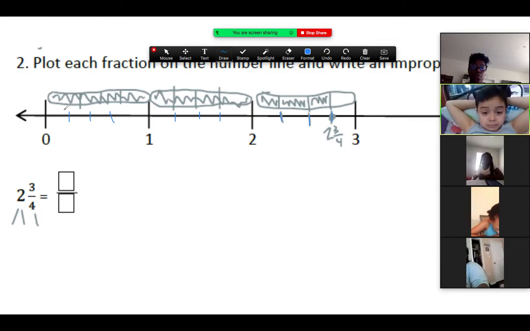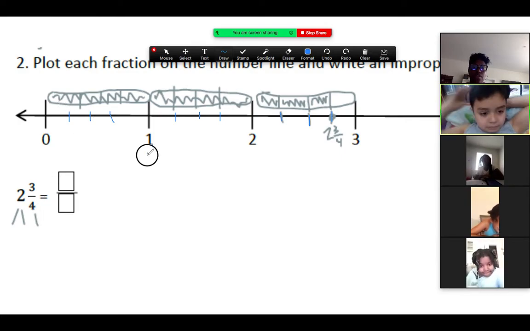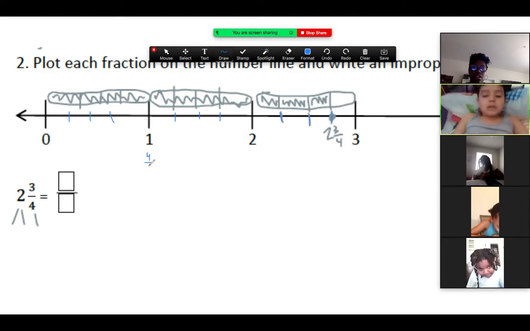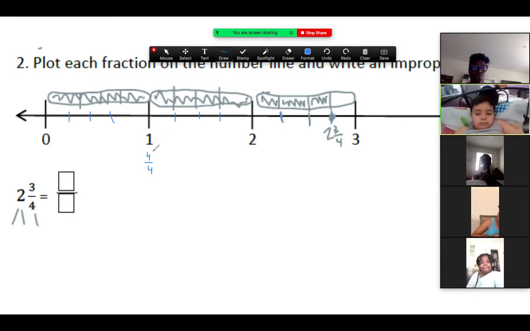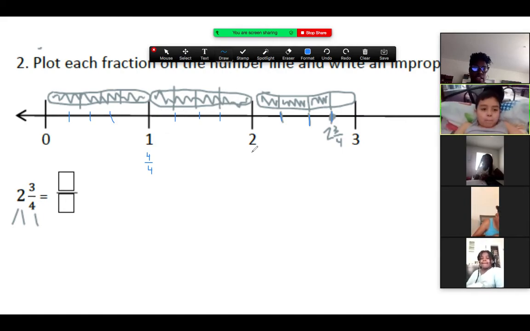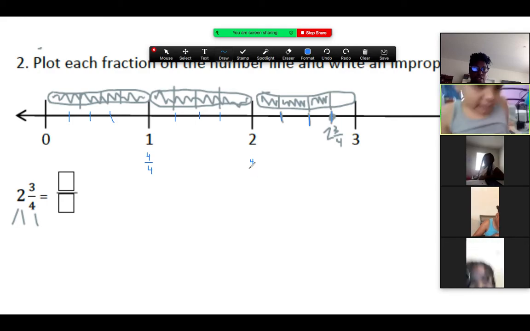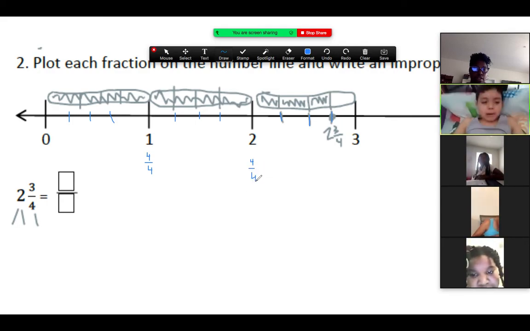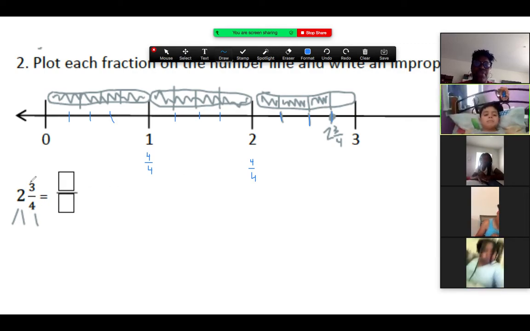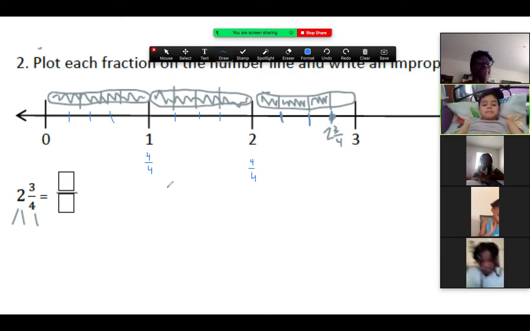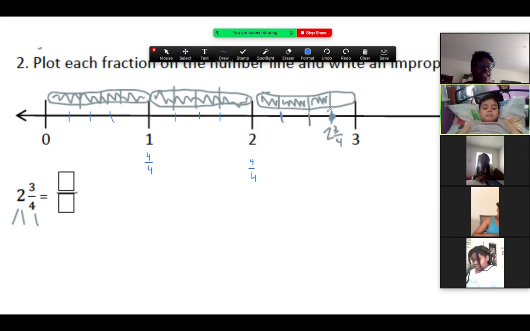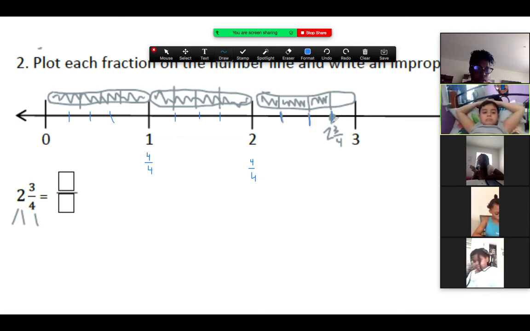plot 2 3/4. Well, here's a whole, so that's 4/4. That's a whole, right? And here's another whole. That's 2 wholes. That's another 4/4. And then when I'm thinking about 2 wholes, I'm talking about that 3/4 part. Now I'm counting my fourths. Well, here's my 2 wholes. Remember, when we get to whole numbers, we start counting again by our fractions from 1. So 1/4, 2/4, 3/4. So here I have my 2 3/4 on my number line.